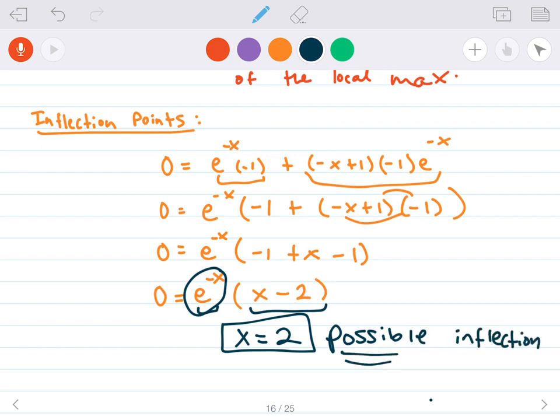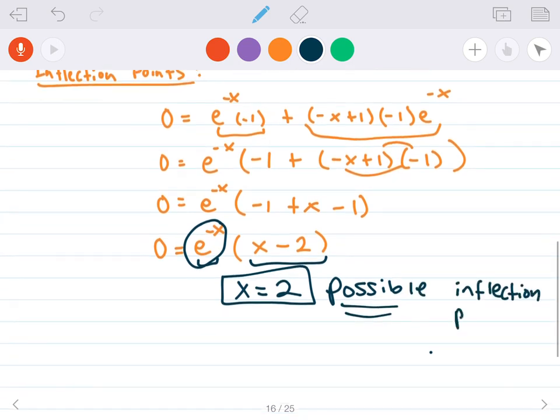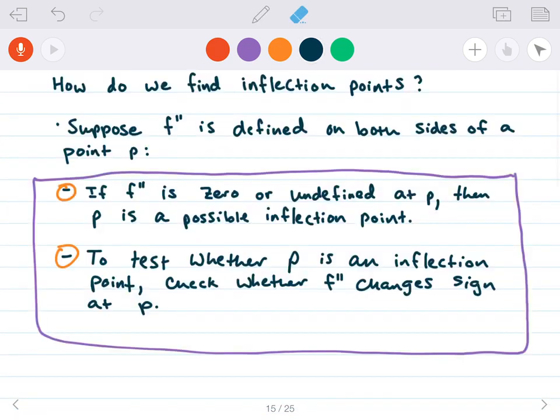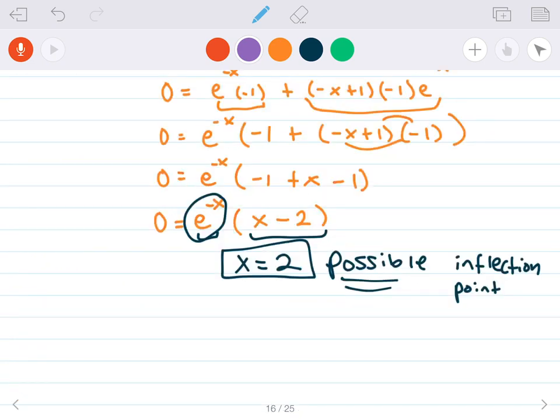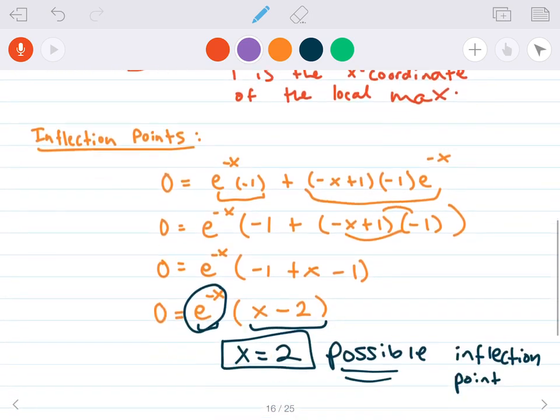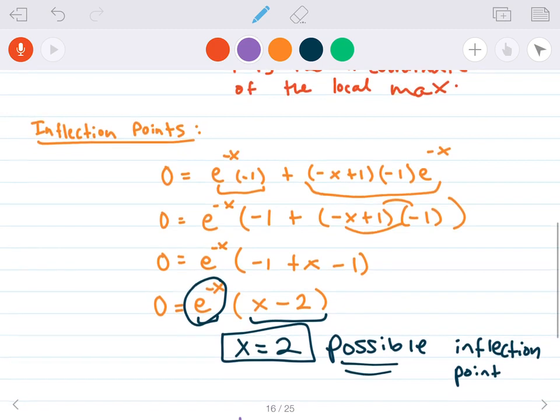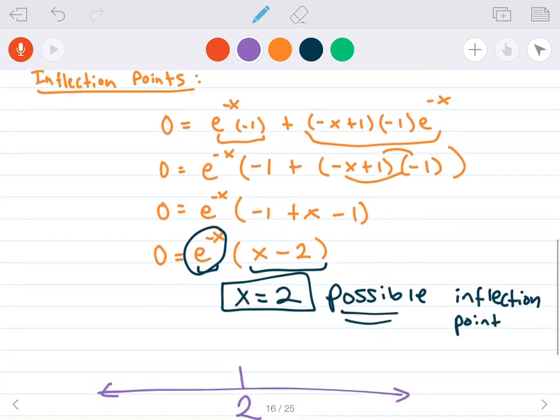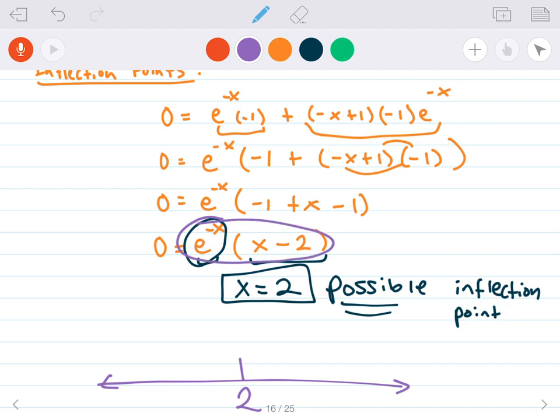And what we want to do is see if this goes from concave up to concave down or vice versa. So we need to do our number line. This is the second part. We want to see if it changes sign. And if it does, that means it's going from concave up to concave down or vice versa. So here's 2. And our second derivative, where was it? Our second derivative is just this, right?